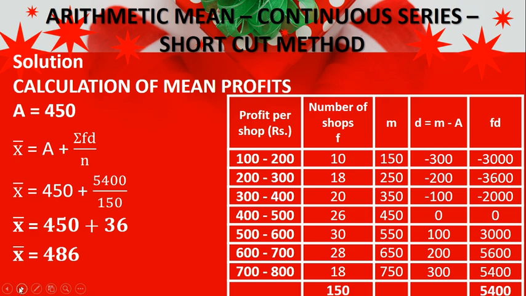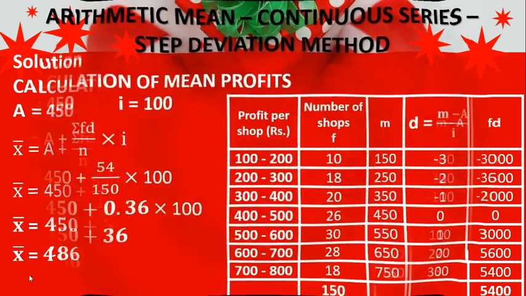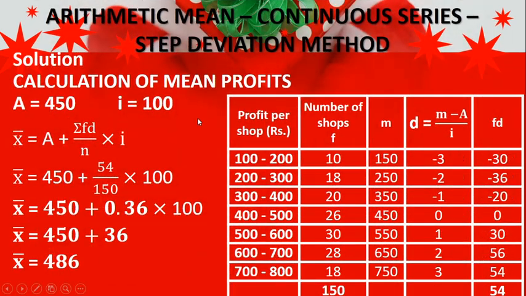Now we have one more method, the step deviation method, where we will have one more additional step. Here your formula is A plus sigma Fd by N into I. It's the same formula, plus we have to multiply it by I. This is one additional calculation that we have to do in the step deviation method.